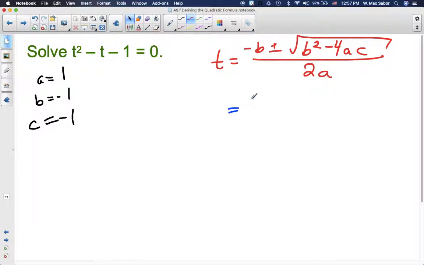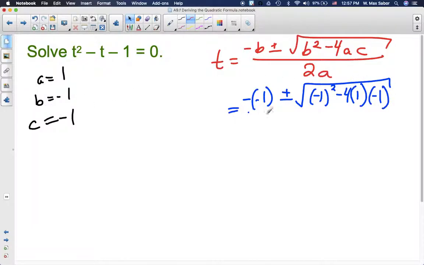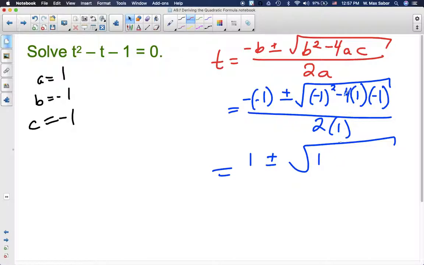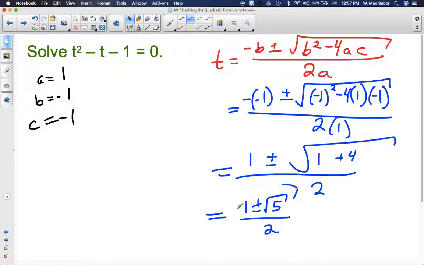Okay, so negative b plus or minus the square root of b squared minus 4ac all over 2a. 1 plus or minus the square root of negative 1 squared is 1. Negative 4 times 1 is negative 4 times negative 1 is positive 4, all over 2. 1 plus or minus the square root of 5 over 2. And that's our answer. There are two answers, 1 plus square root of 5 over 2 and 1 minus the square root of 5 over 2.